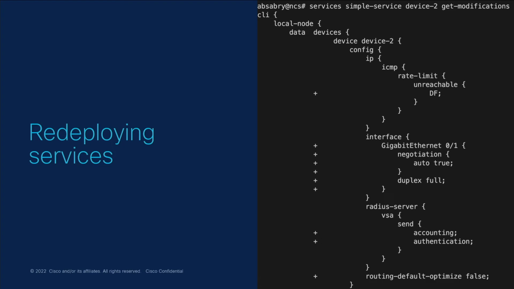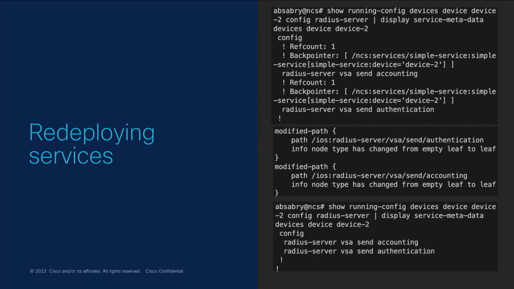So here I gathered a common configuration that didn't change, and some configuration like radius server. This one changed between those two versions. And I have a service called simple service that configures this. Okay, so I have my forward diff set that shows me this. And of course, I have my service metadata back pointer to the service, refcount 1, all good.